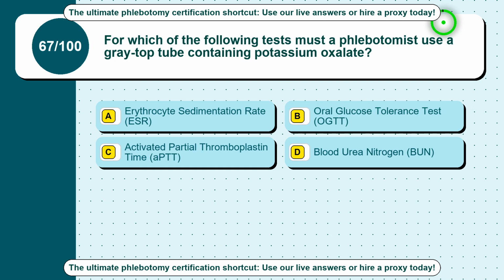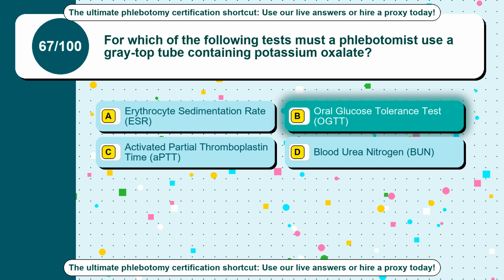Question 67. For which of the following tests must a phlebotomist use a grey top tube containing potassium oxalate? Option A. Erythrocyte sedimentation rate, ESR. Option B. Oral glucose tolerance test, OGTT. Option C. Activated partial thromboplastin time, APTT. Option D. Blood urea nitrogen, BUN.